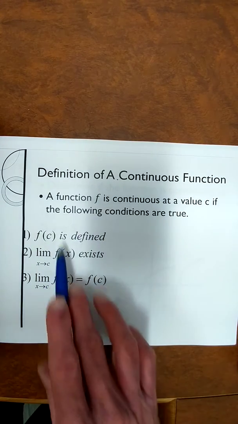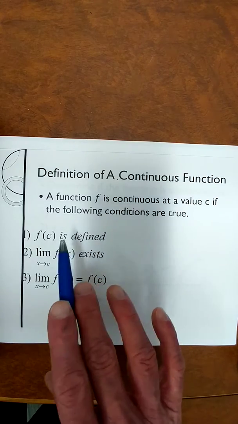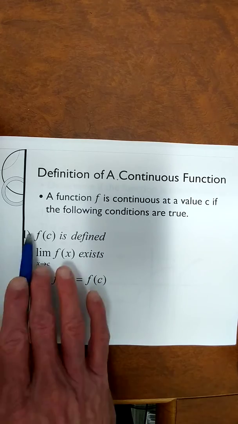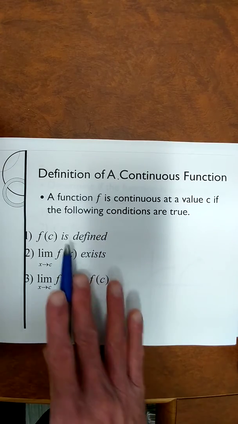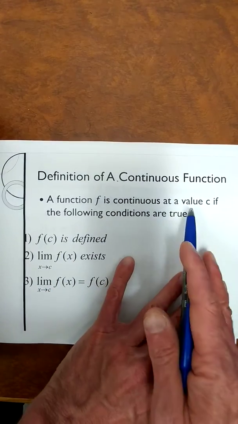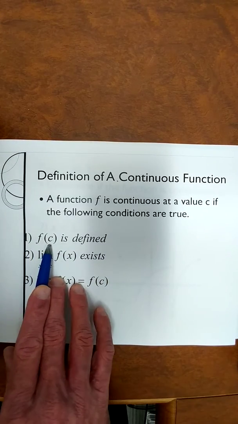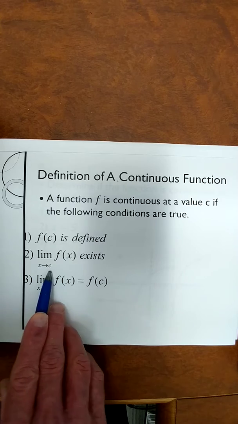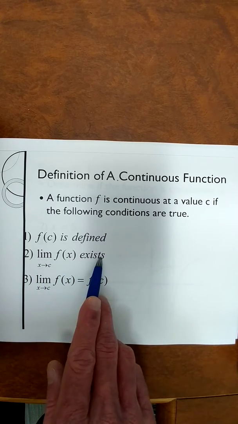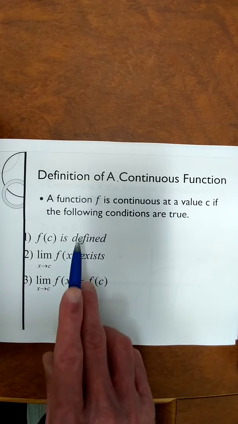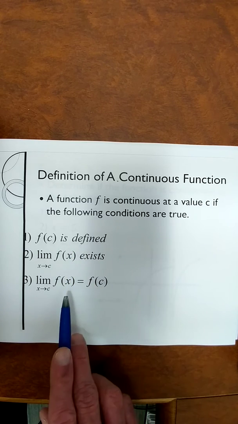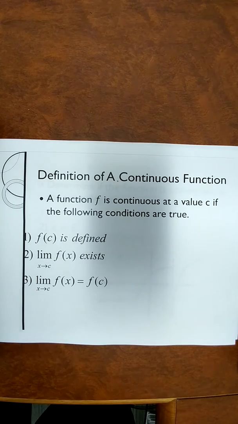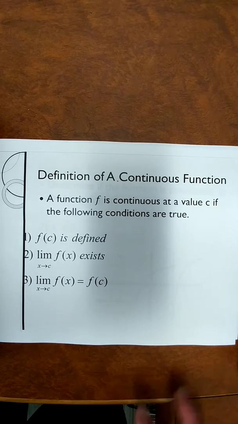In most books, or when you look up the definition of continuity, you'll get a three-part definition. For the function to be continuous at c, the function at c, f of c, must be defined. The limit as x approaches c of the function must exist. And these two things from parts 1 and 2 must be equal. That is your three-part definition of continuity.